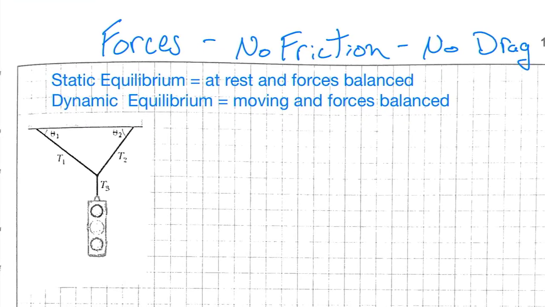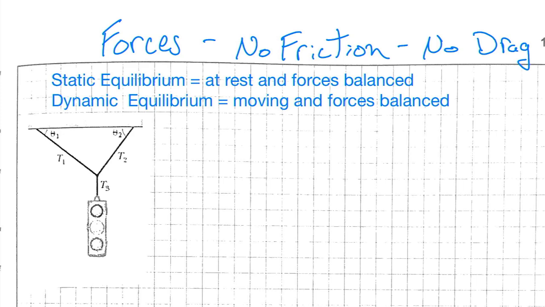The first situation we're looking at here is static equilibrium. Static equilibrium is when we are at rest and forces are balanced. There's also such a thing as dynamic equilibrium. That's when you are moving and forces are balanced. Static, at rest, dynamic, moving, equilibrium means balanced forces.